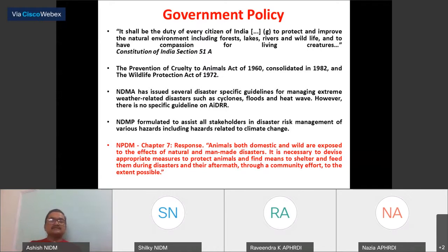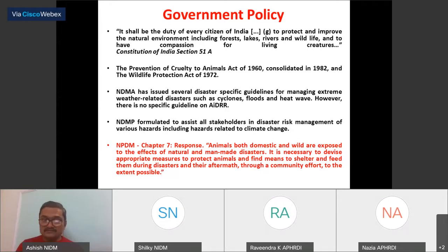Then our own constitution, Article 51A, says that it shall be the duty of every citizen of India to protect and improve the natural environment, including forests, lakes, rivers, and wildlife, and to have compassion for living creatures. Then we have important acts like the Prevention of Cruelty to Animals Act 1960 and the Wildlife Protection Act 1972. Our own NDMA has the mandate of issuing guidelines, plans and policies with respect to various disasters. But unfortunately, we don't have a specific guideline with respect to animal protection.